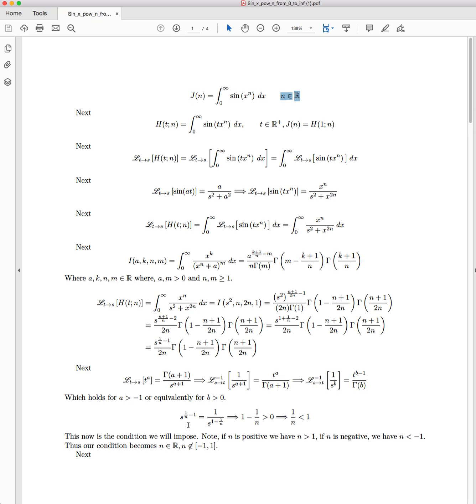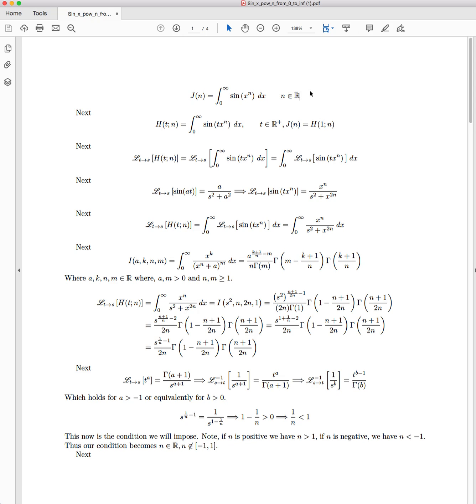So we know that s to the power of 1 on n minus 1 is equal to 1 over s to the power of 1 minus 1 over n. So we now know that this is our b value. Now we need b to be greater than 0, so we need 1 minus 1 on n to be greater than 0. Just bringing this over onto this side, we have 1 over n is less than 1. So this is the condition that we need to impose here because we want to take an inverse Laplace transform. In order for us to be able to do that, this condition must be satisfied.